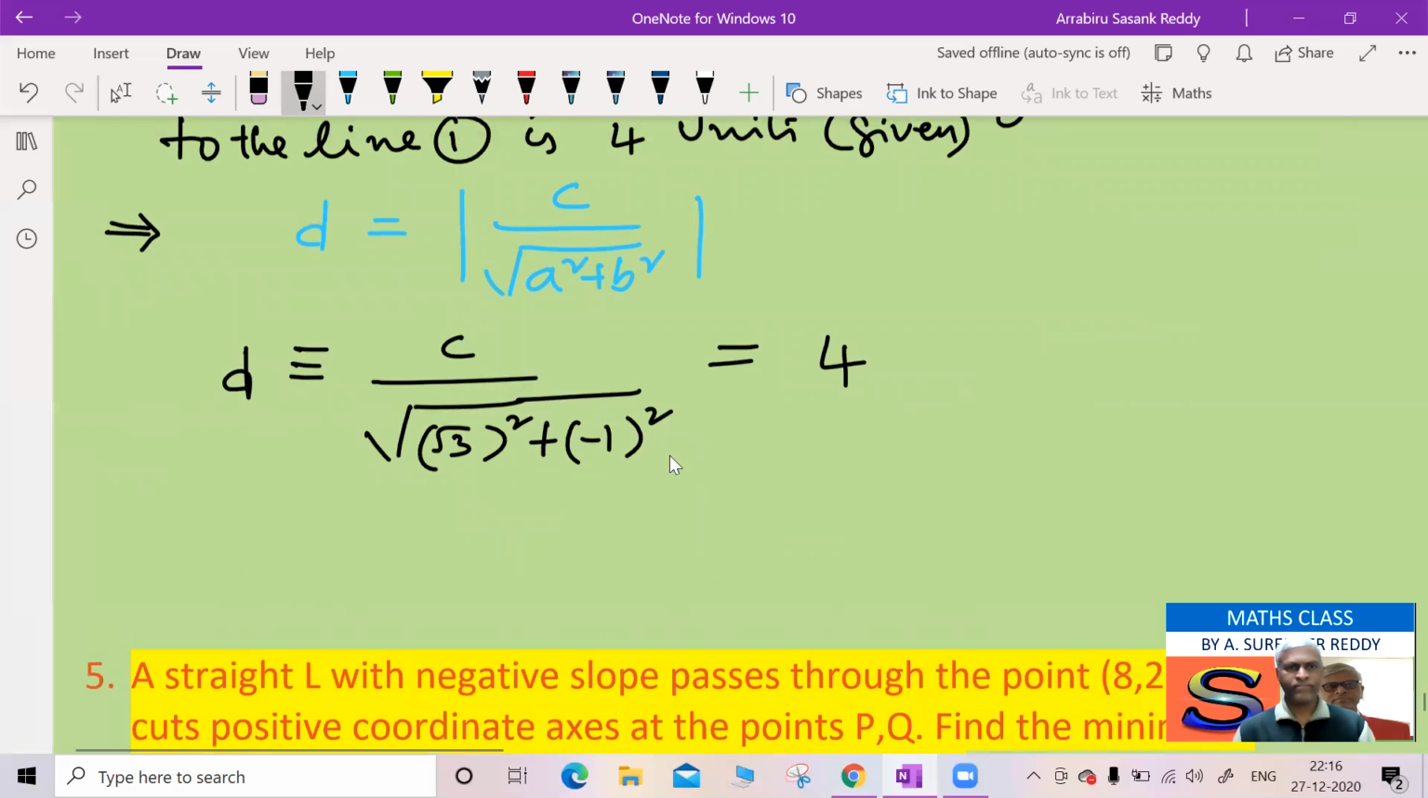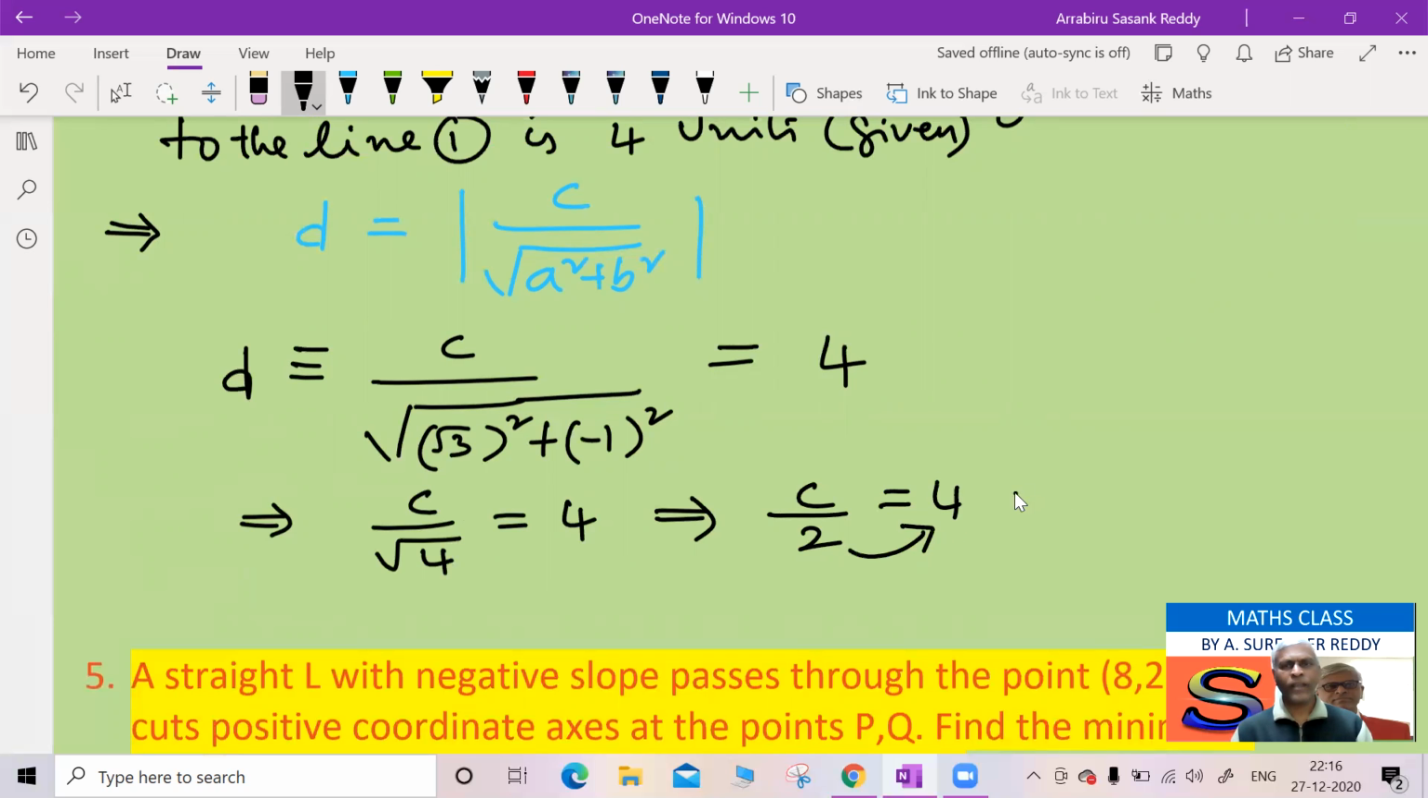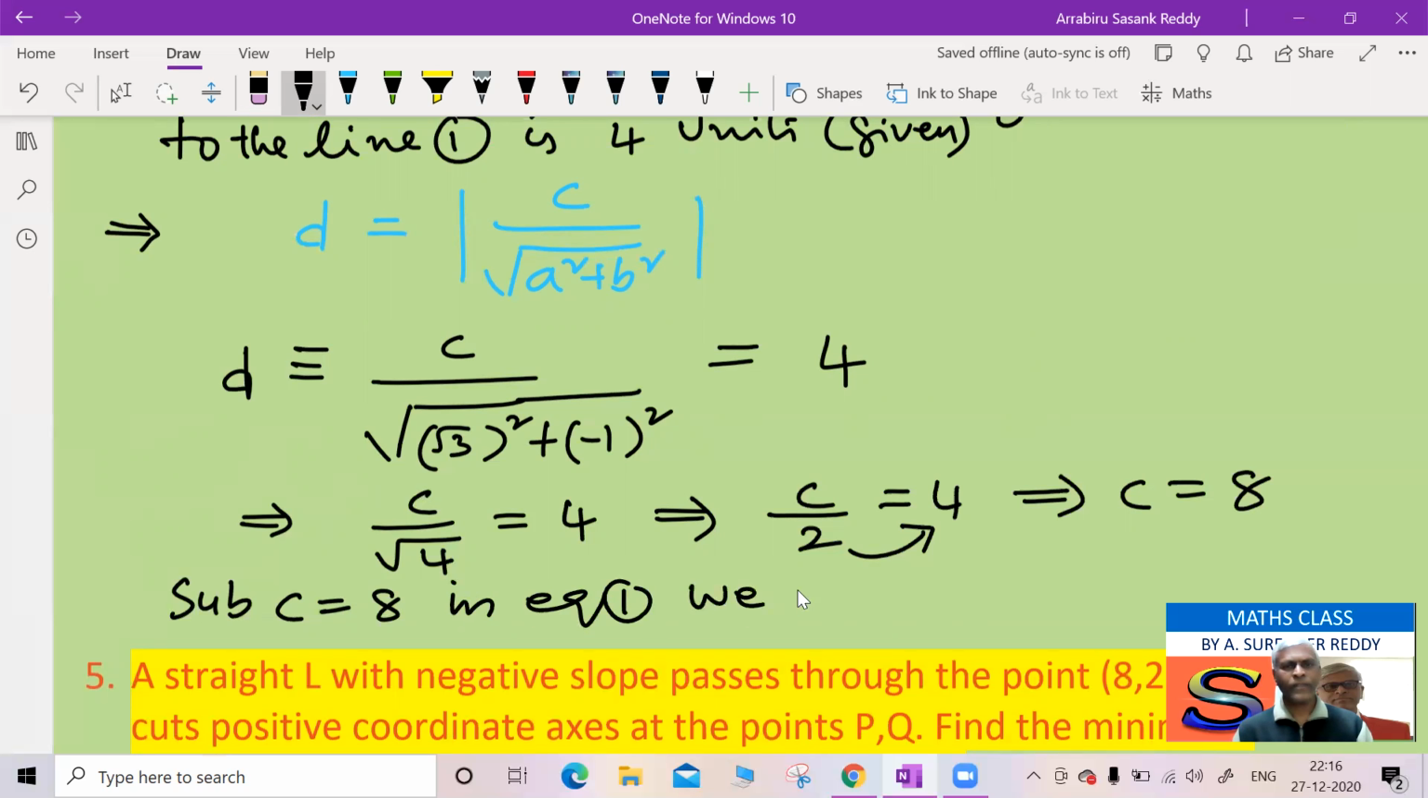So from this, c by root of 3 square plus 1 square, that is 3 plus 1, this becomes 4. That is root 4 is 2. Cross multiplying, c value is 4 into 2, 8. And substituting c is equal to 8 in equation 1, we get the required equation.